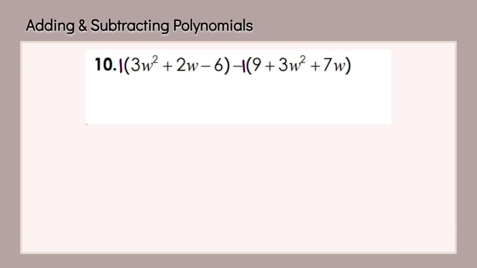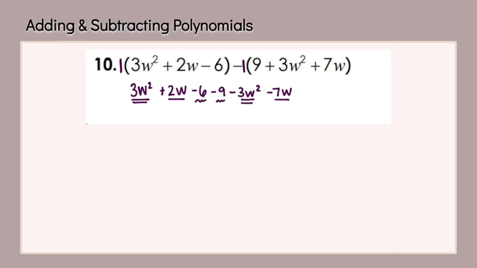So the first polynomial stays the same, 3w squared plus 2w minus 6. And the second polynomial changes every sign. Minus 9 minus 3w squared minus 7w. So now a little trick that I like to use, you don't have to do this, it doesn't matter to me, but whenever you get a lot of terms like this, I will go through and underline the term with however high the exponent is. So like I have w squared, so it gets 2 lines. W gets 1, constants get a squiggle.